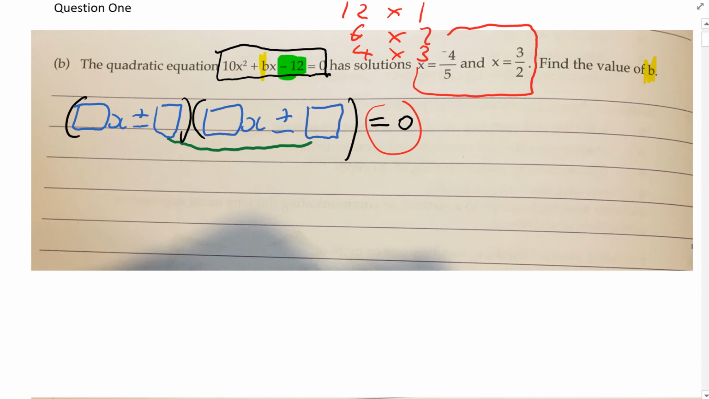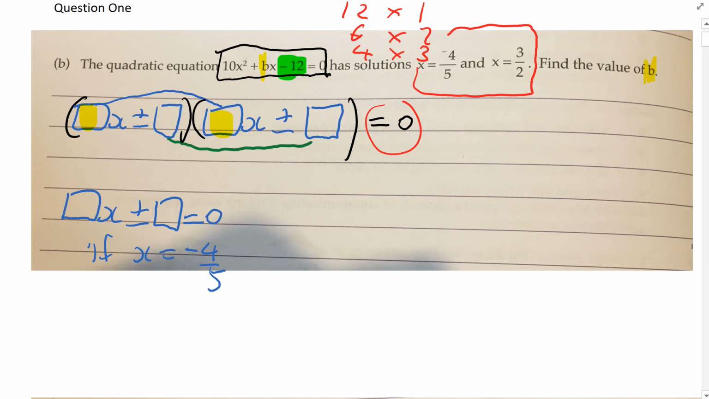So let's think about the first case. If an x value of negative 4/5 makes this whole thing equal 0, what does that mean? It means that one of the brackets, let's just take the first bracket, doesn't matter which one, something x plus or minus something, for that to equal 0, x would equal negative 4/5. So what can we do with that information? We want these two numbers here to multiply to 10, don't we? This number and this number.